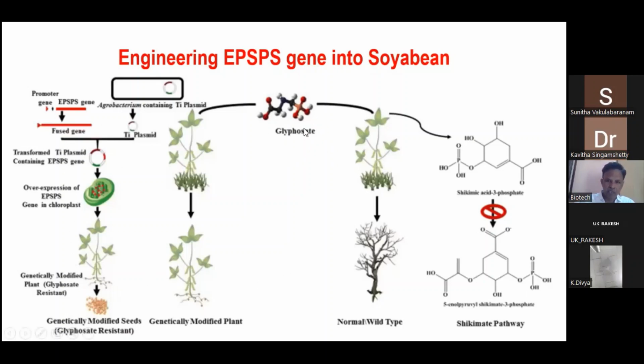Okay, so they have used the same technology that I've shown. They have used this glyphosate. They've introduced the gene called EPSP gene using Agrobacterium tumefaciens into soybean. Soybean will now start to produce this enzyme called EPSP enzyme. And this EPSP enzyme will reduce the glyphosate effect, but the normal wild plant, that is a weed, will die. So this is the second example, that is engineering herbicide resistance through rDNA technology.